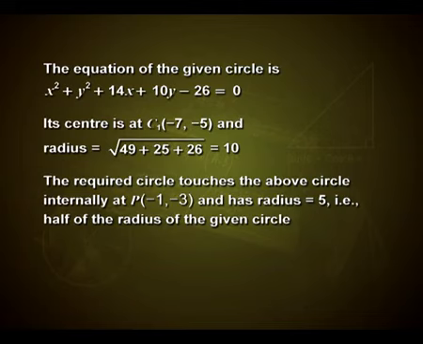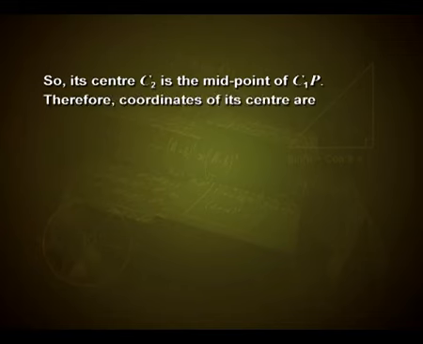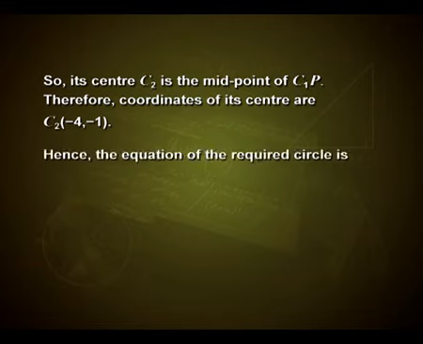The required circle touches the above circle internally at P, that is (-1, 3), and has radius equal to 5, that is half of the radius of the given circle. So, its center C2 is the midpoint of C1P. Therefore, the coordinates of its center C2 are (-4, -1). Hence, the equation of the required circle is (x + 4)² + (y + 1)² = 5².